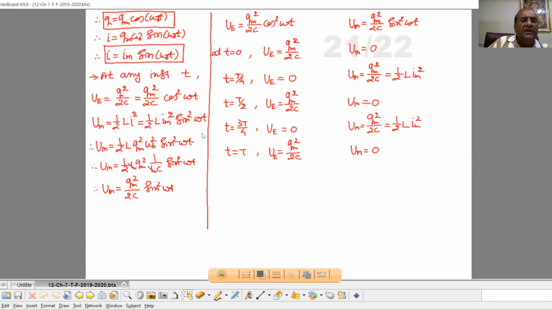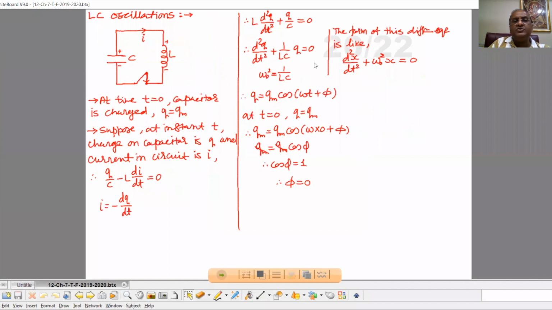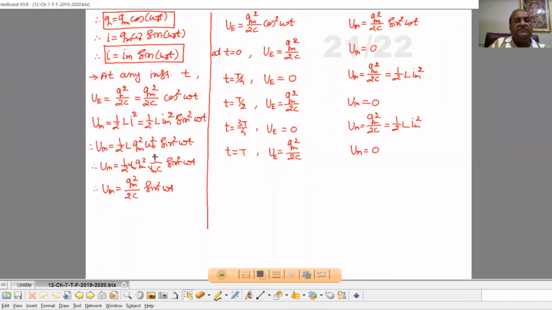Now here you can write Um as half L. Now Im is qm omega 0, so qm square omega 0 square sine square omega t. Now omega 0 square is 1 upon LC, that we discussed on the previous page. Here, by comparing these two differential equations, we mentioned that omega 0 square is 1 upon LC. So if we substitute 1 upon LC, then L will be cancelled.